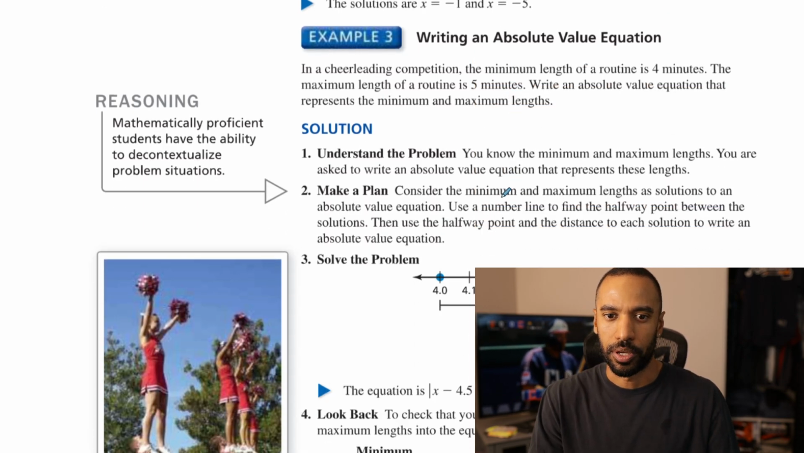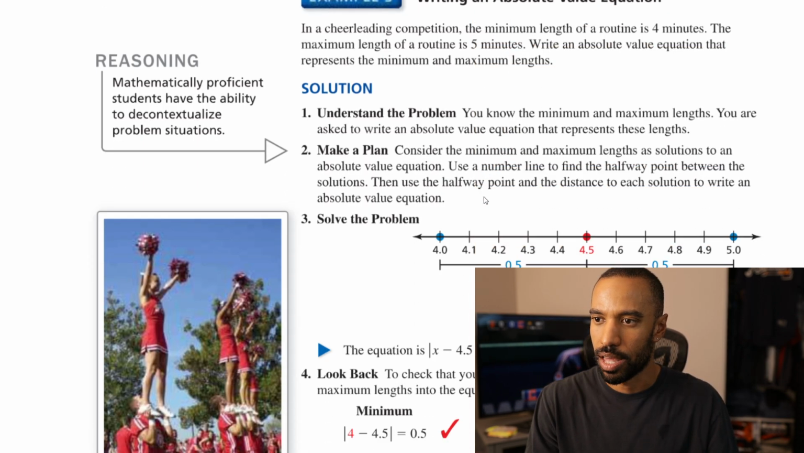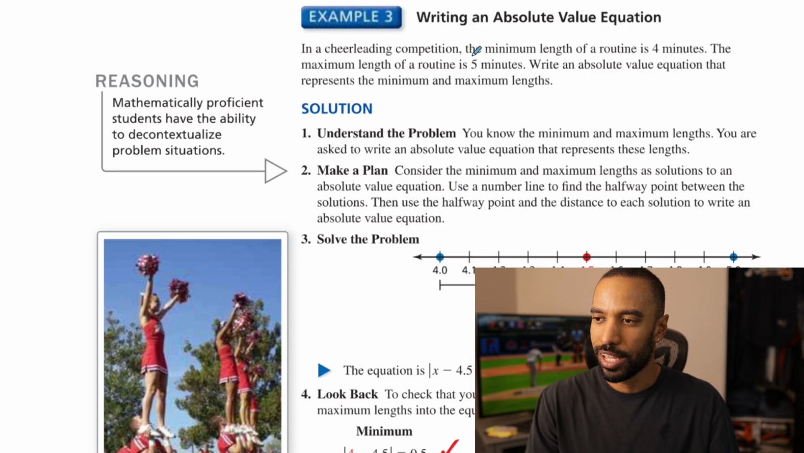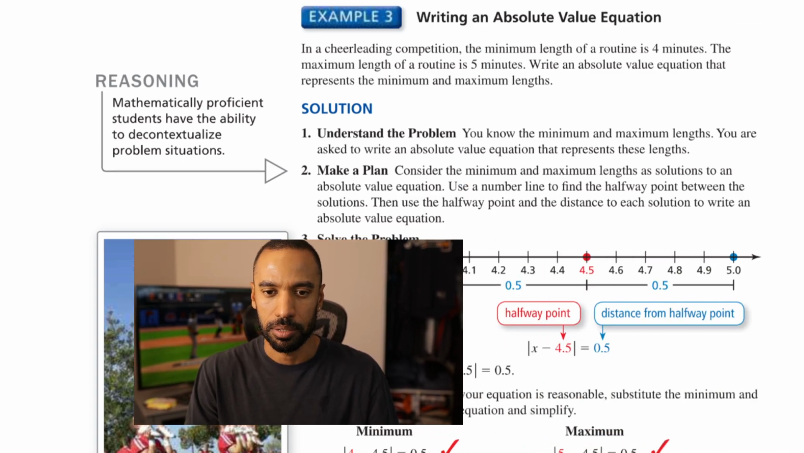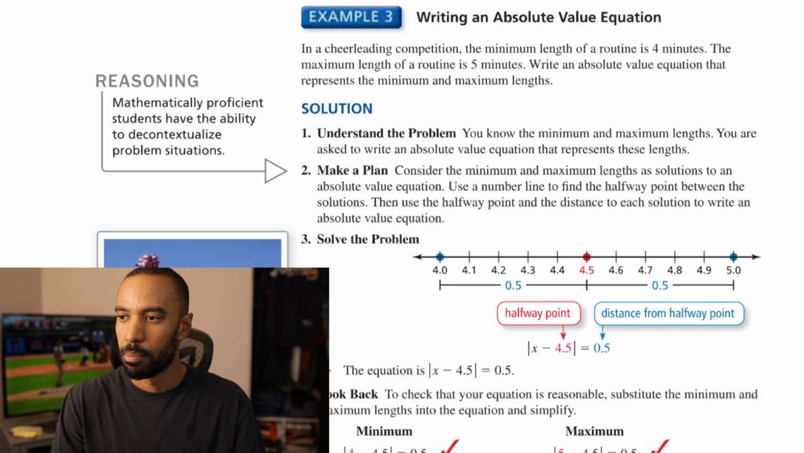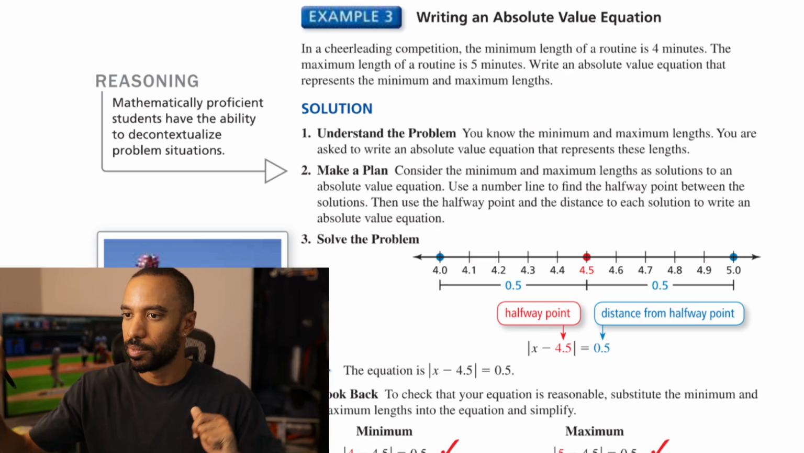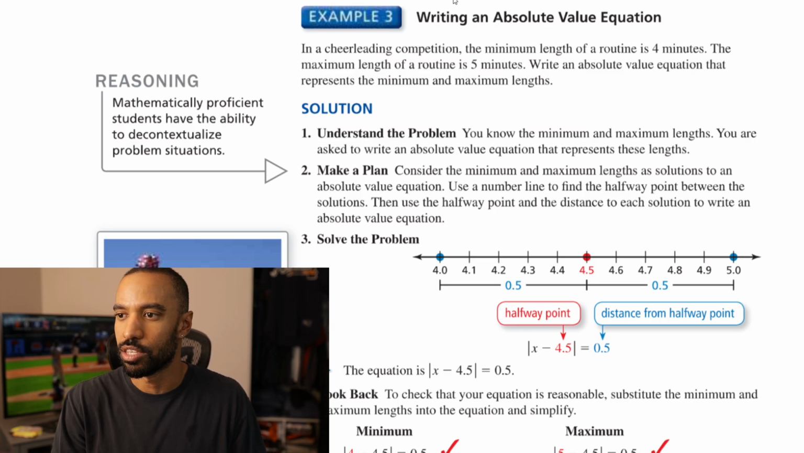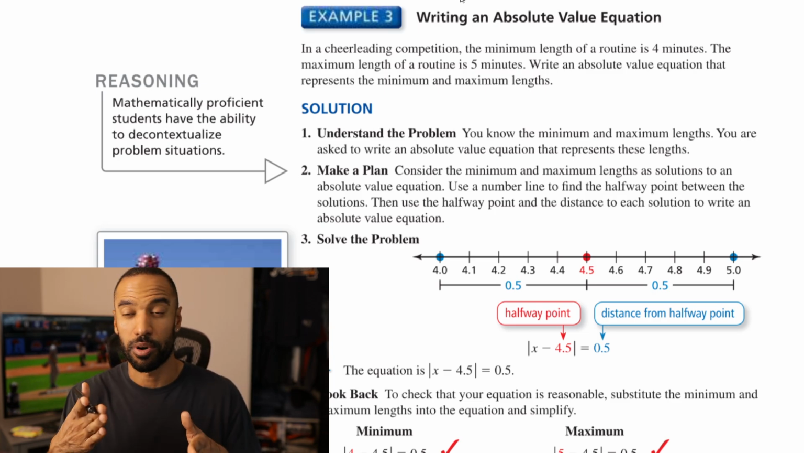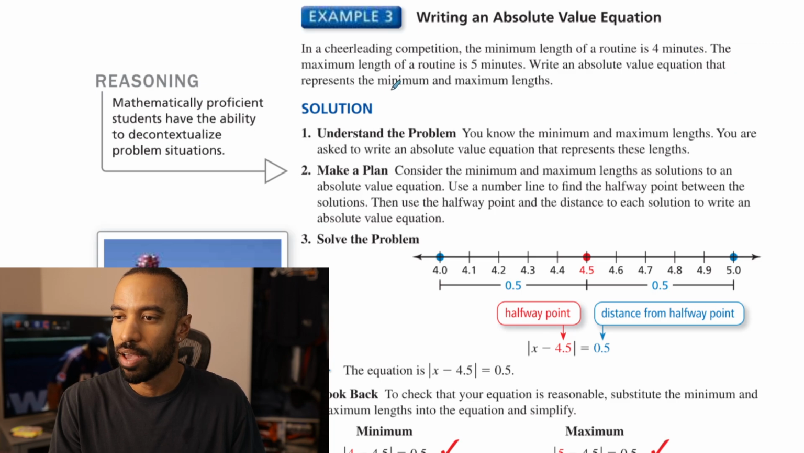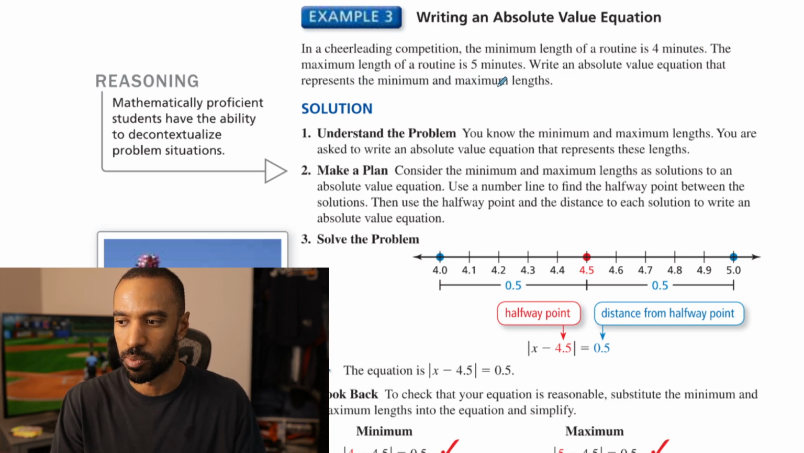Writing an absolute value equation. Okay. I don't do that very often, but let's see. In a cheerleading competition, the minimum length of a routine is 4 minutes. The maximum length of a routine is 5 minutes. So minimum, maximum, anywhere from 4 to 5. Write an absolute value equation that represents the minimum and maximum lengths.